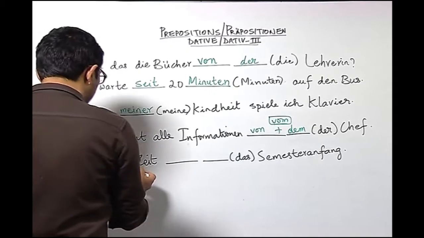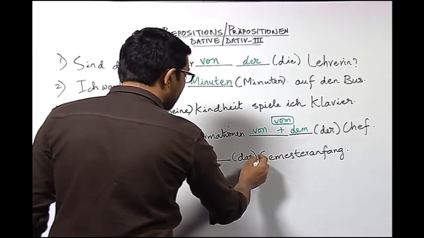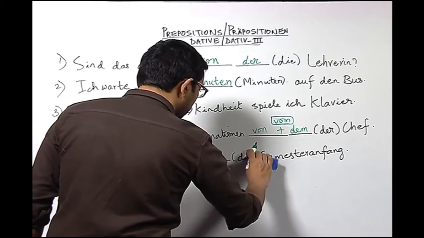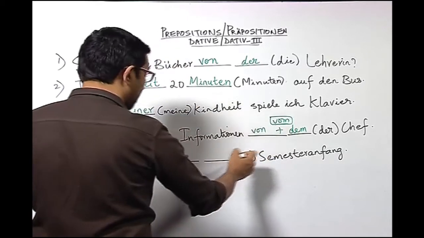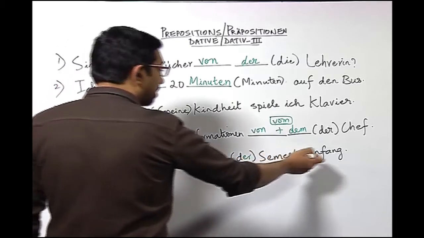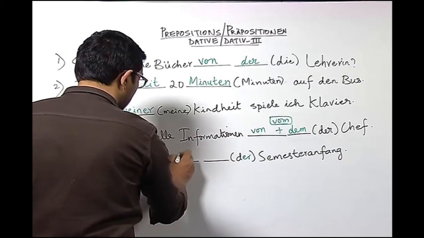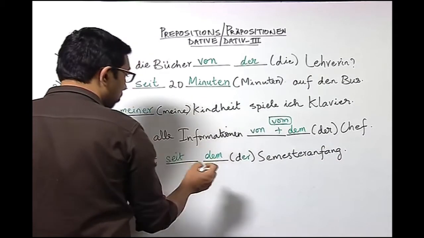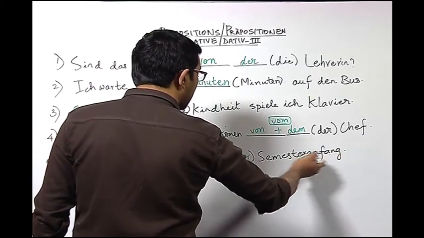Now in sentence number 5, sie hat keine Zeit, da Semesteranfang. Now here we have to first rewrite the article there, and then the Semesteranfang, so we write sie hat keine Zeit seitdem. You know that there becomes dem. Semesteranfang means the beginning of the semester.